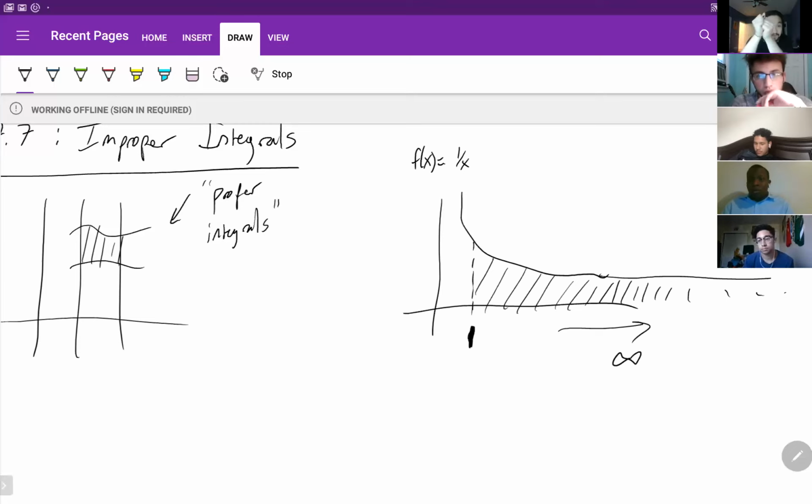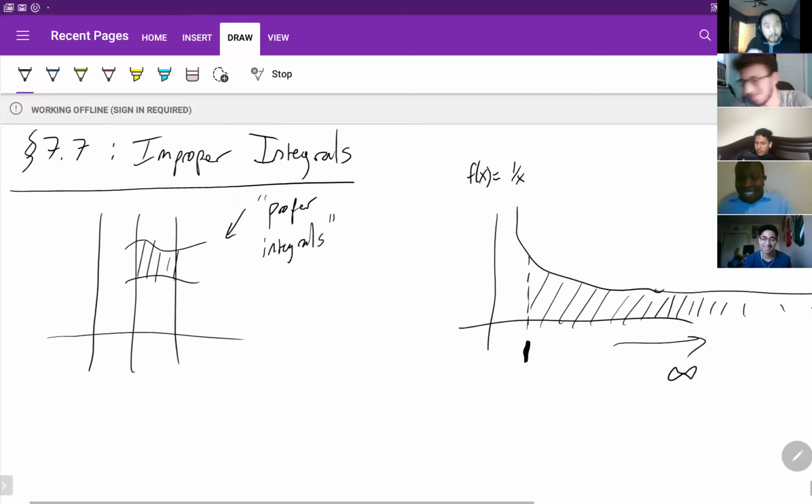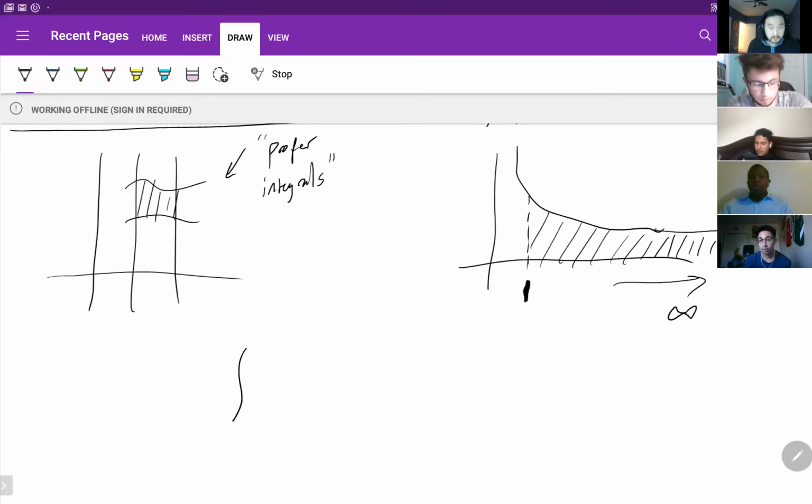Derivatives and integrals, that was FTC, right? Yeah? Okay. So with improper integrals, we're dealing with infinity, so that means we're gonna need some limits. We're also gonna need our integral sign. So let's put it all together. If I want to integrate this thing, I'm gonna go from 1 to infinity of my function. In this case, it's just 1 over x dx.